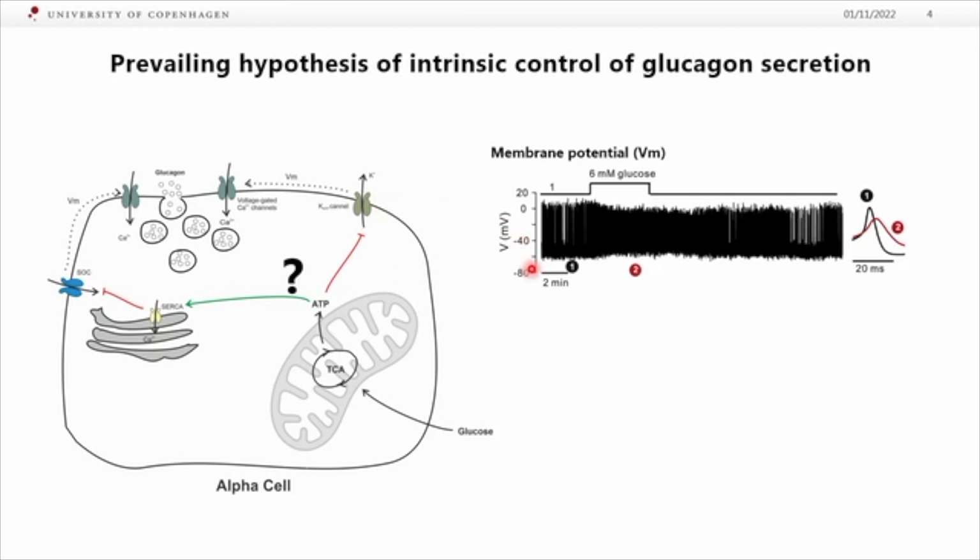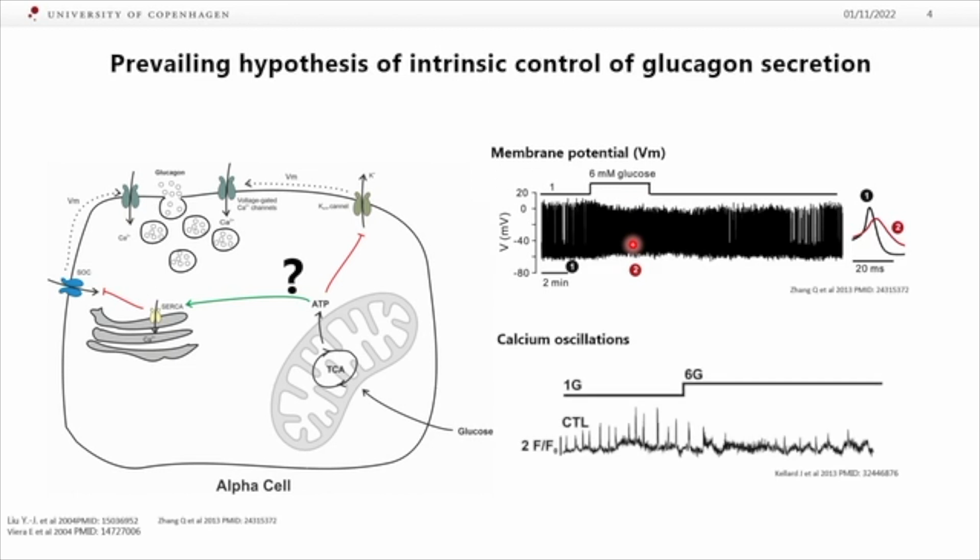And don't be afraid, this is just membrane potential over time. You see action potentials firing as the vertical lines, and down here you see the basal membrane potential, and you can see we depolarize this membrane slightly when we add glucose due to the increase in ATP, and we get shorter action potential heights. And this also leads to reduced calcium activity, as you can see here, where we used an alpha cell specific GCAMP to measure calcium oscillations in response to glucose.